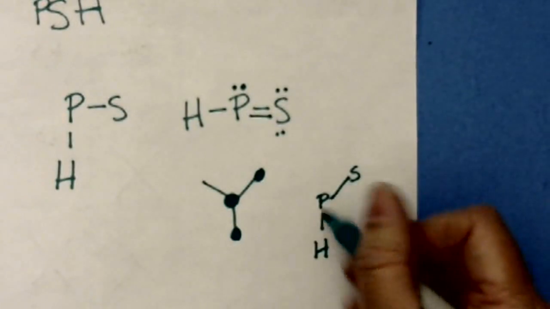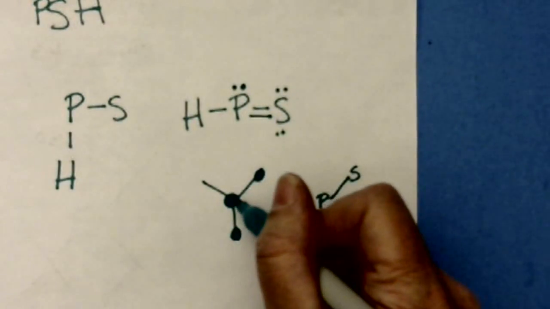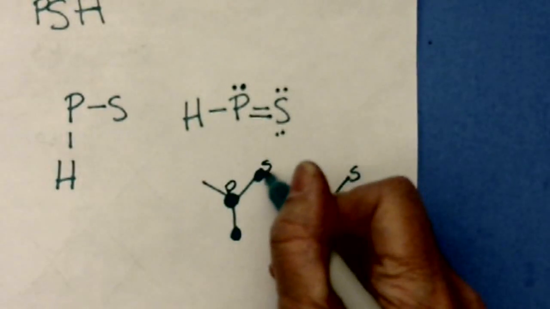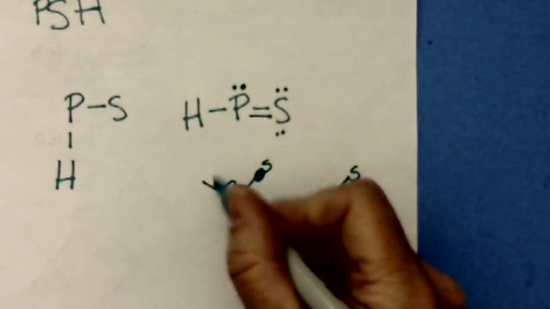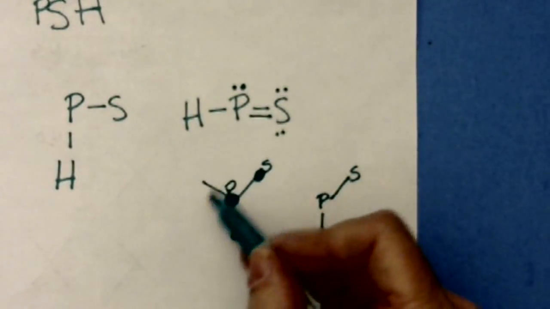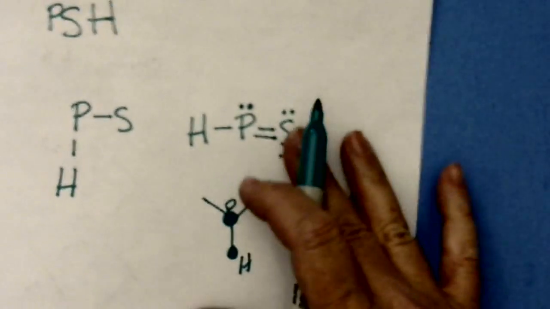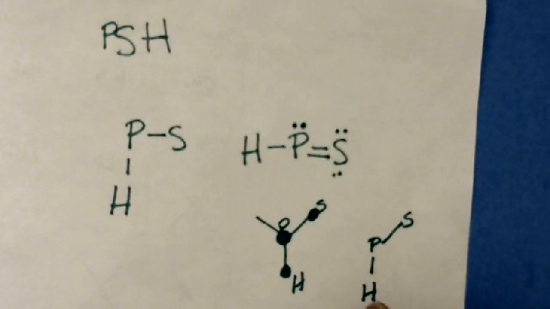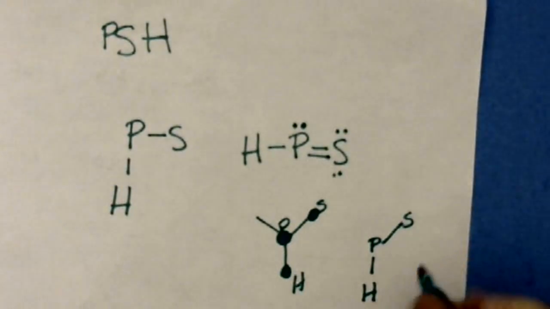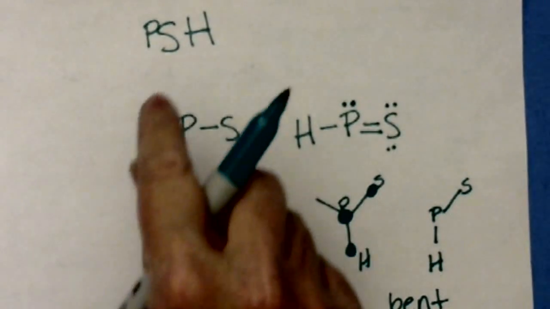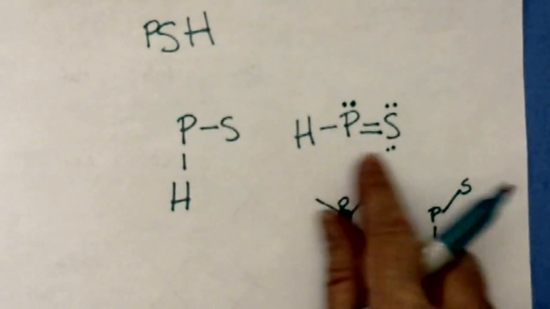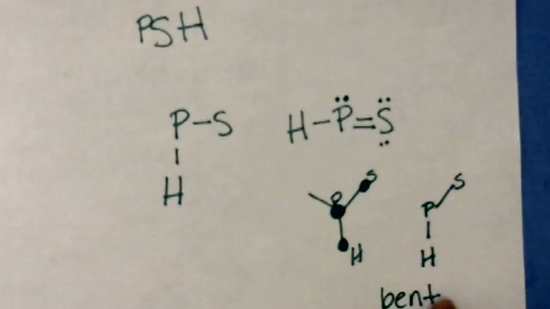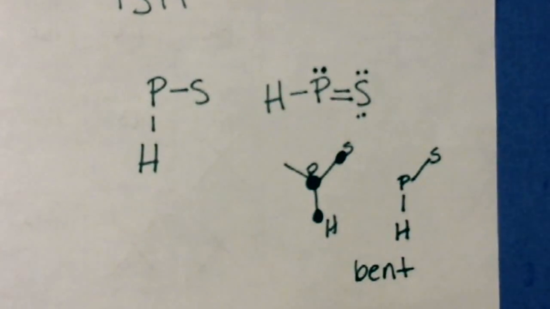So what is this shape then? If this is phosphorus, sulfur, hydrogen, and there's nothing here except electrons by themselves, what is this shape? That's a bent shape. It is not linear, so this is a bent molecule. So there we have it. I went from a formula to a Lewis structure to a generic to a specific, and I got the name. So that's how you do it.